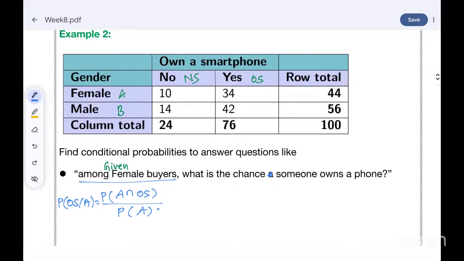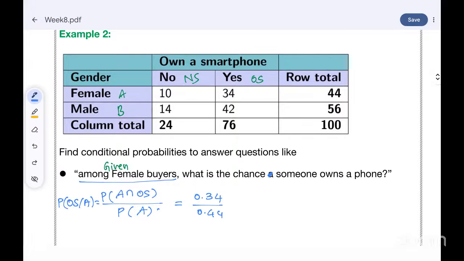Now what is P of A intersection OS in this case? 0.34. And what is the probability of A? 0.44. You can simplify and get the answer.